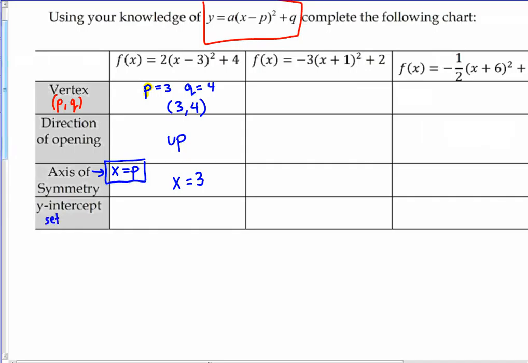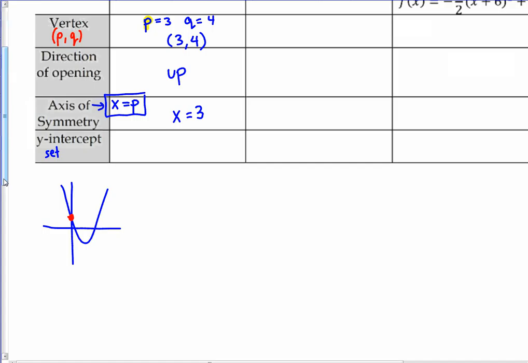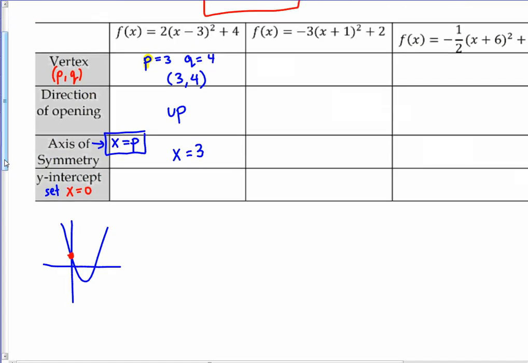Okay, you use your graphing calculator, sure. Another way. So if we know, this one actually opens up, yeah. The y-intercept is when x is equal to what? 0. So set x to 0. 2 times (0 minus 3) squared plus 4. Negative 3 squared is 9, times 2 is 18, plus 4 is 22. So that would be the point (0, 22). Okay?